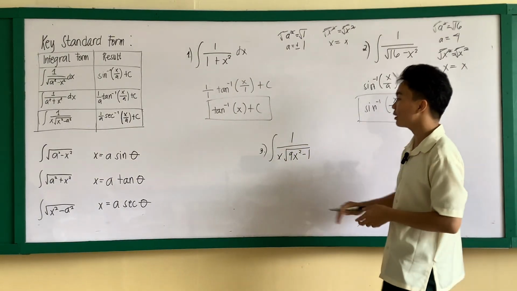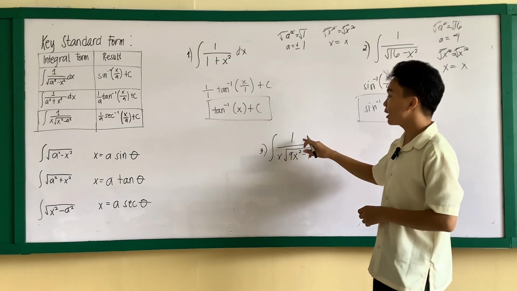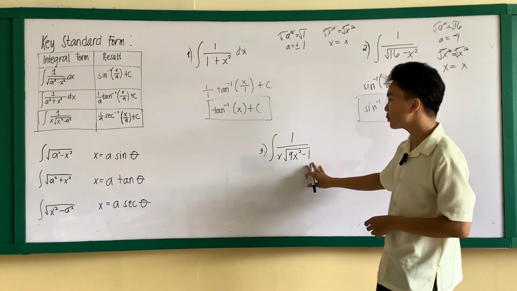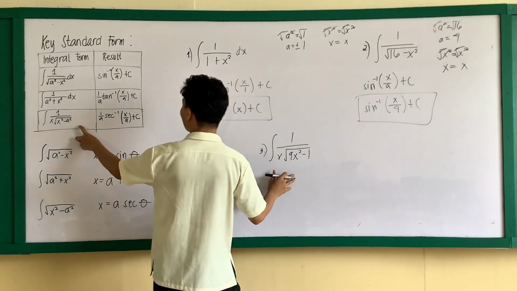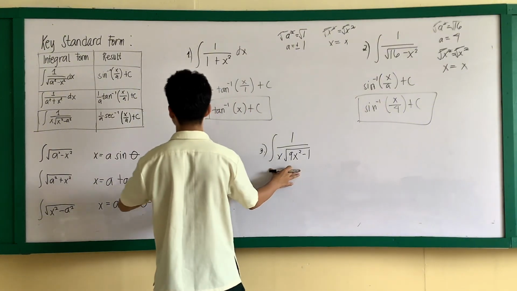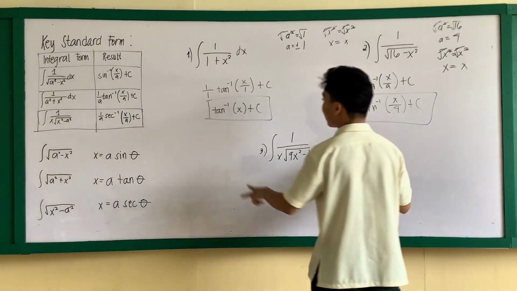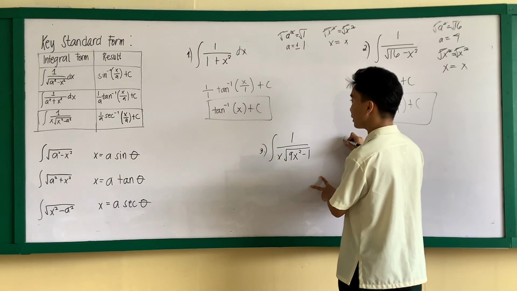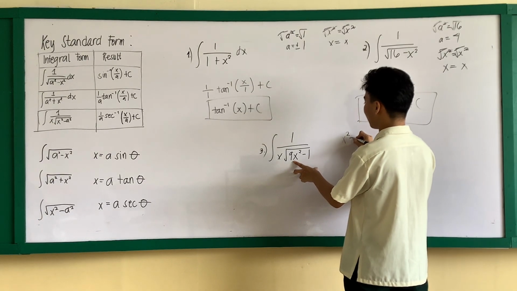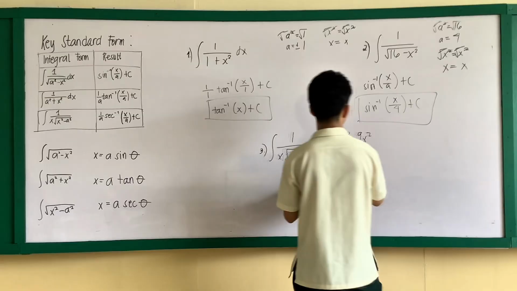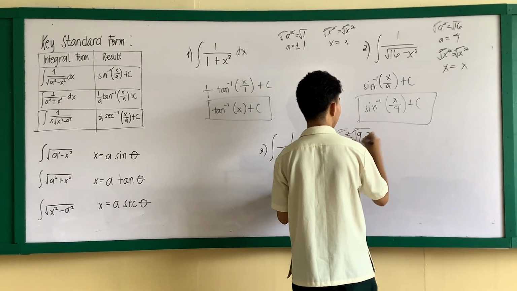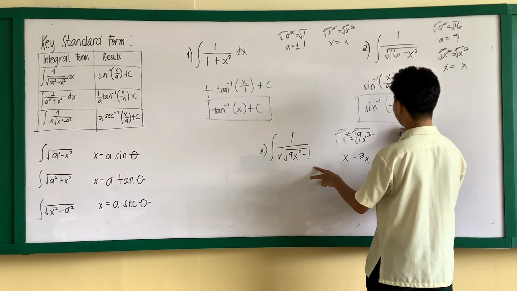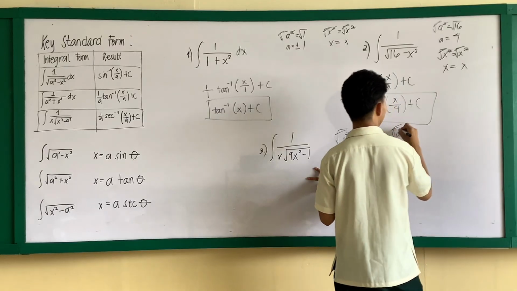So now let's proceed to our third problem, which is the integral of 1 over x times the square root of 9x squared minus 1. So in this problem, it matches this integral form. So we can directly substitute this into this. So let's find first the value of a and x. The value of x is 9x squared square root. And the value of x is 3x. The value of a is 1 square root.